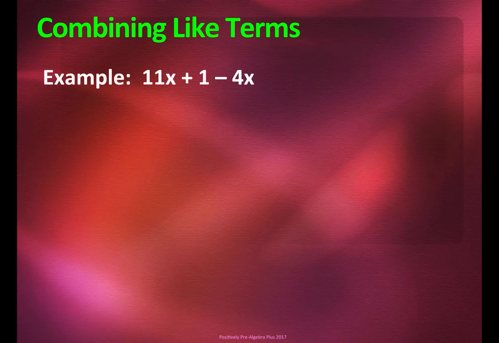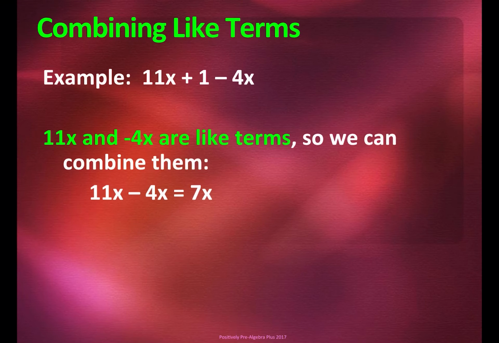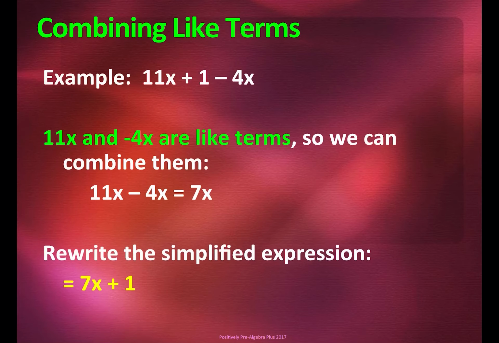Combining like terms. Example, 11x plus 1 subtract 4x. So what can I combine there? I can combine the 11x and the negative 4x, so we combine them, and then we rewrite the simplified expression. 7x, because I combine the 11x, subtract 4x, which is 7x, plus 1.